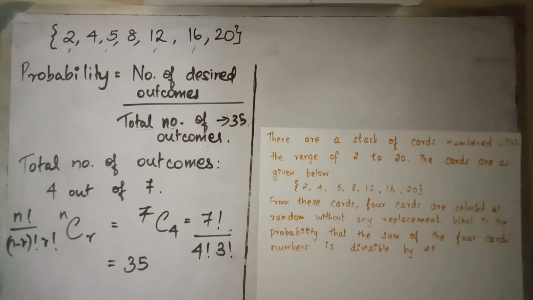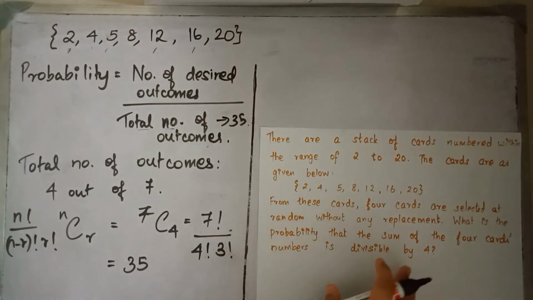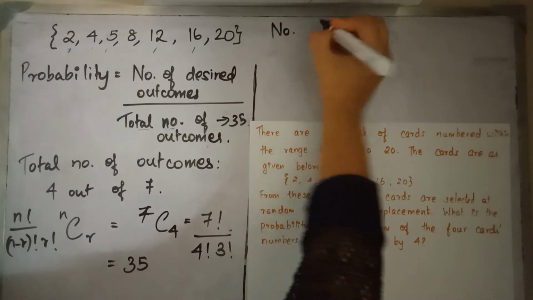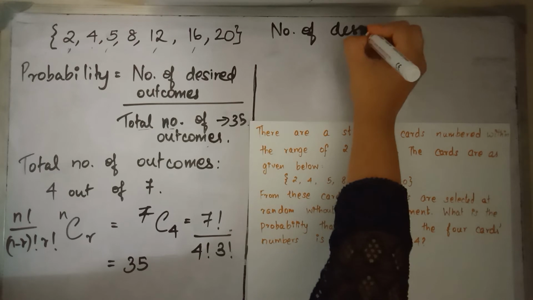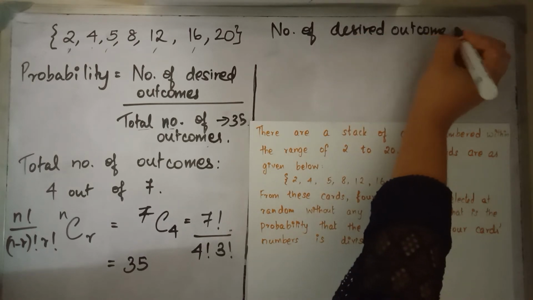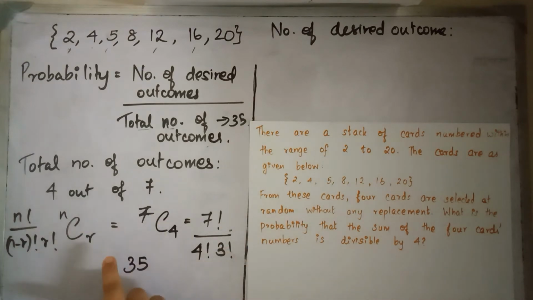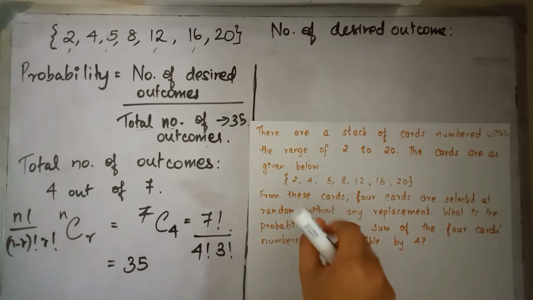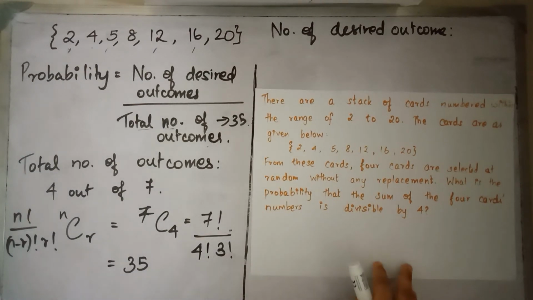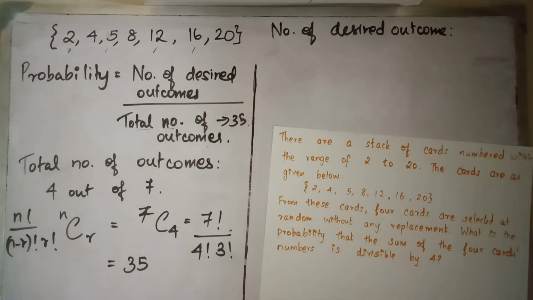Now let's go on to the numerator. The numerator is the tricky part over here. Number of desired outcomes. Now what is a desired outcome in this case? A desired outcome is when the sum of the 4 card numbers is divisible by 4. See, that's what the question wants. So that will be termed as a desired outcome.